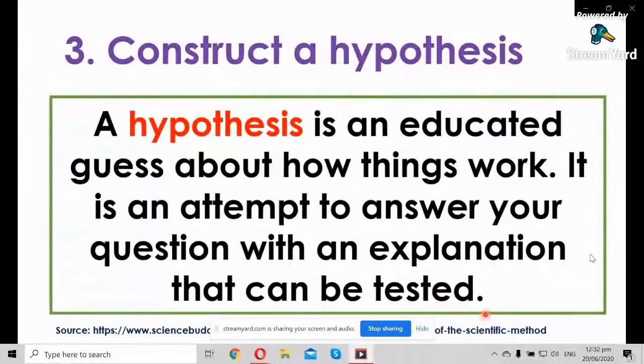Very good reading. Now, it's your turn to read. Go. Very good. Now, let's try to know more. Remember, what is hypothesis? Very good. It is an educated guess. Remember that. Okay? Great. Now let's move to our next slide.